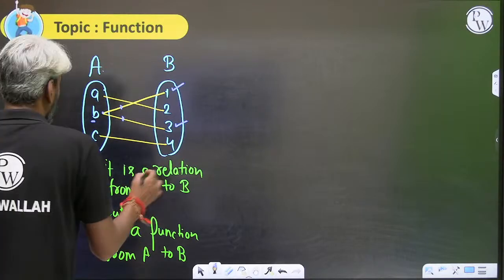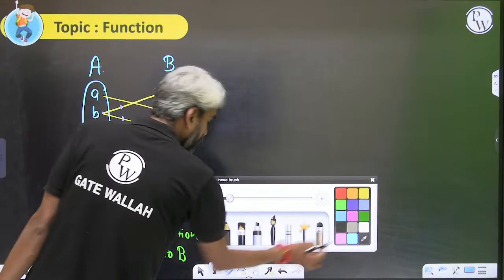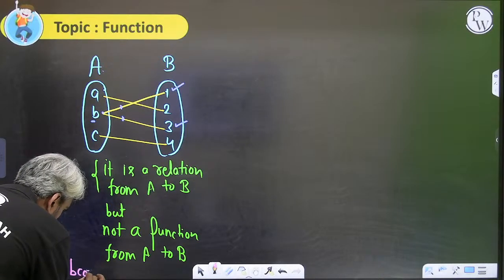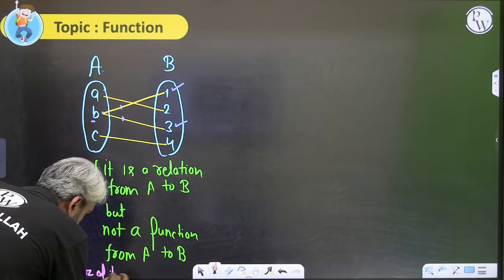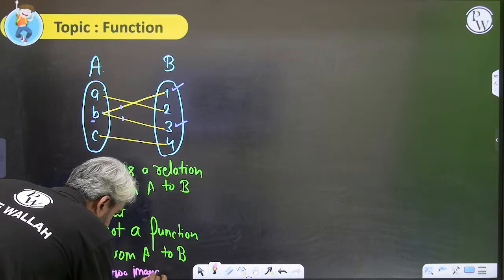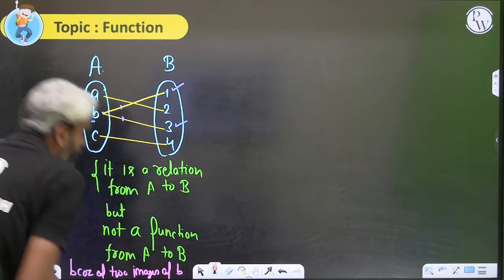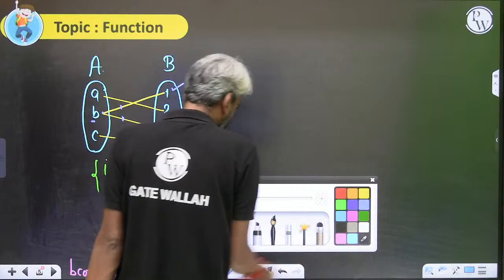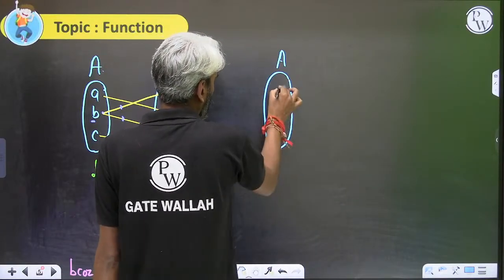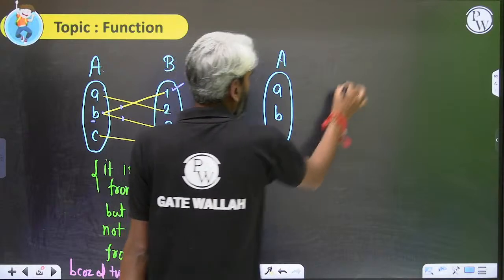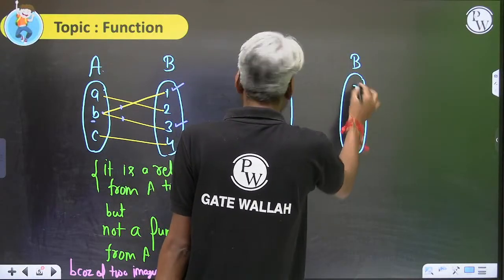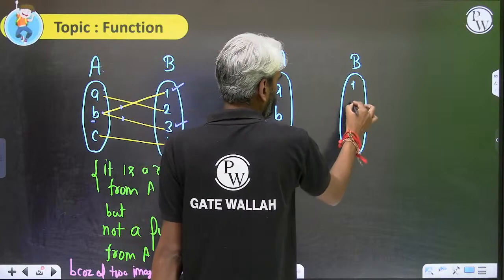Why? Because of two images. Okay. Similarly, if I define another set, let's assume this is set A, b, c, this is your set B, with elements 1, 2.